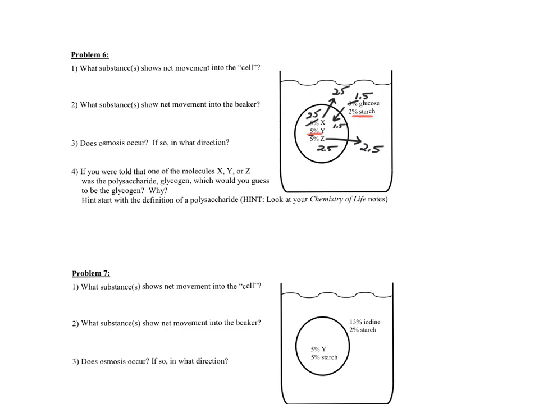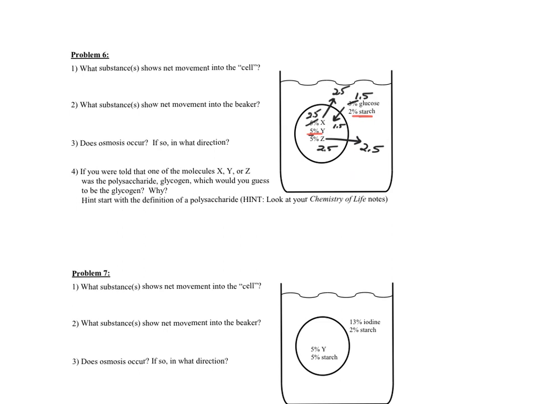If they give you these percentages, they say glucose, starch, X, Y, Z, and they ask you, is the solution out here isotonic, hypertonic, or hypotonic? Then all you do is add these up. That's 15%. This is 5%. What's the solution? Hypotonic. That's it. Am I clear?